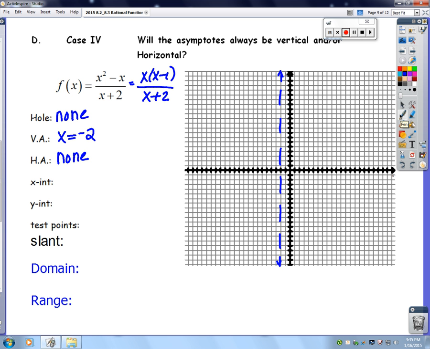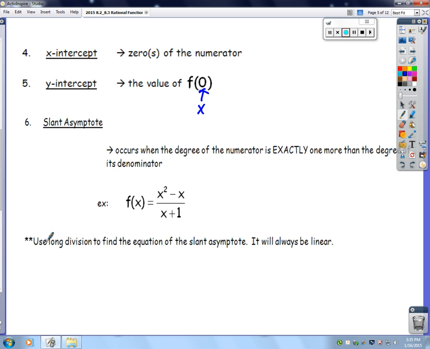Now, if a horizontal asymptote doesn't exist, you need to look for a slant asymptote. A slant asymptote occurs when the degree of the numerator is exactly 1 more than the degree of the denominator. To find this, we're going to use long division. This is the one reason why we learned how to do long division, so we can use it here. We use long division to find the equation of the slant asymptote. It's always going to be a line, always going to be linear. So let's go back and look at that.